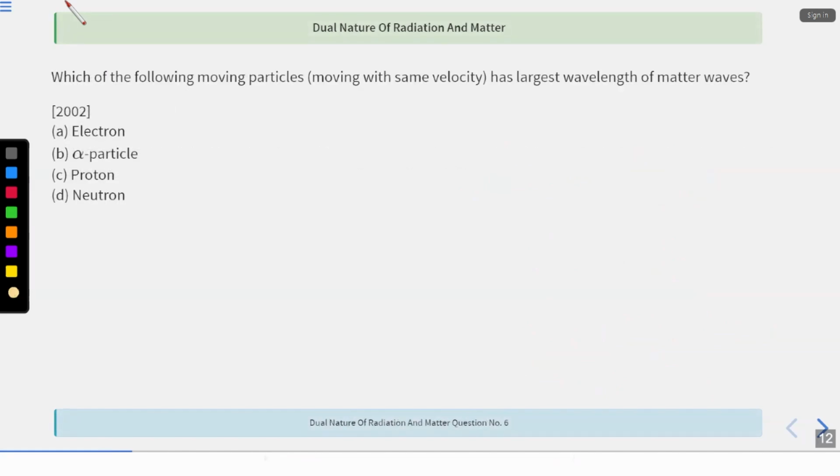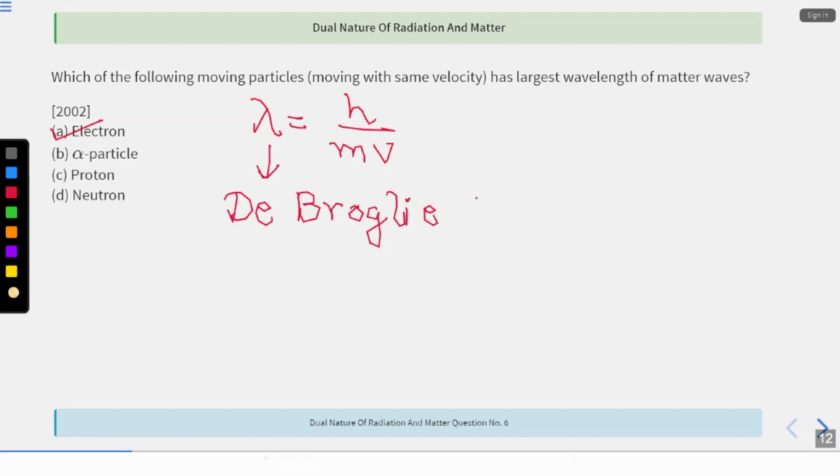Okay, the next question. Which of the following particles has the largest wavelength of matter waves? Electron, alpha particle, proton, neutron. And we know that the correct answer is electron. How do we know that? We know that the de Broglie wavelength is equal to h by mv. Yes, this is nothing but the de Broglie wavelength.